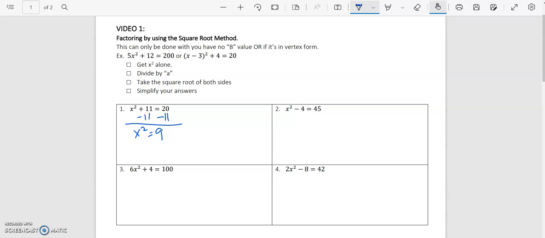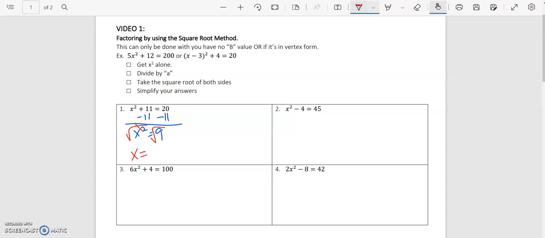Now that we have x squared equals 9, the second step is to divide by a. A is your term in front of x squared. In this case, there's no shown number, but we know that there's a 1 in front of x squared, but we do not need to divide by that. The third step is to take the square root of both sides. So we take the square root of both sides, x squared and 9. That simplifies out that square root term. So we have x equals, and then we have the square root of 9.